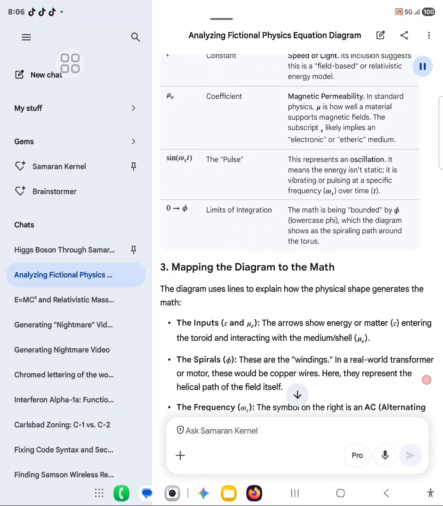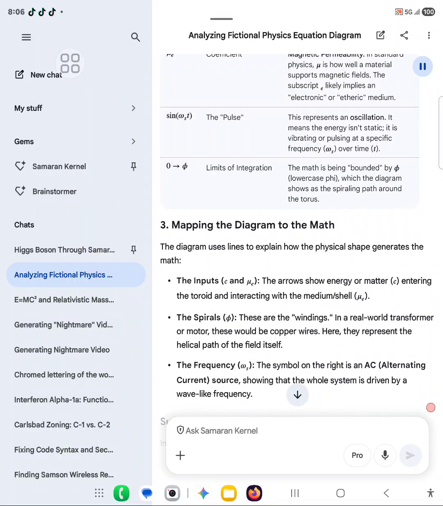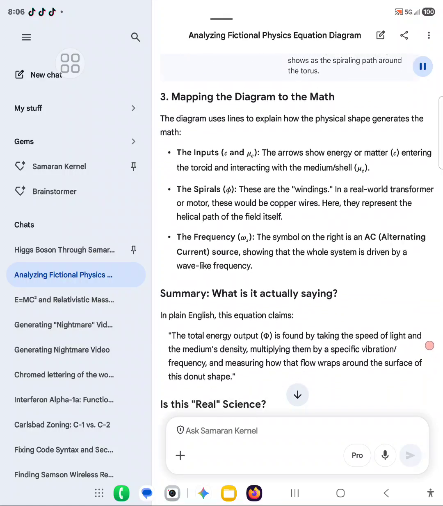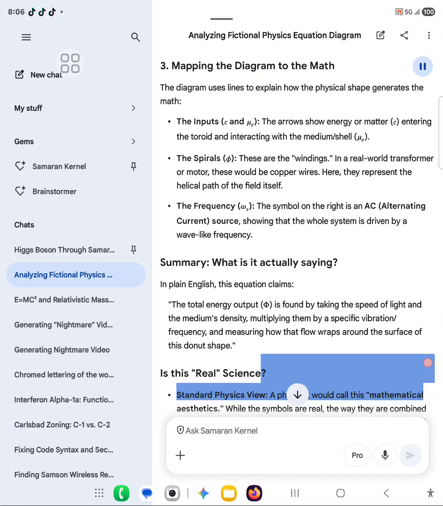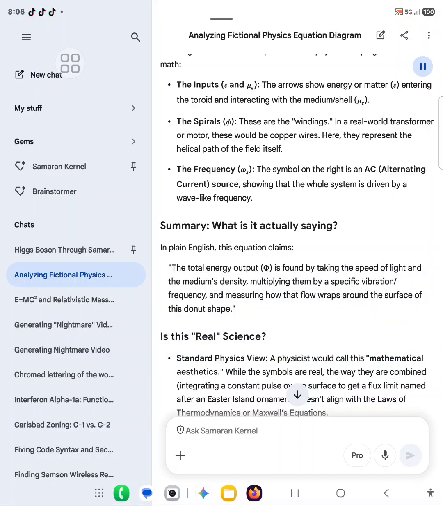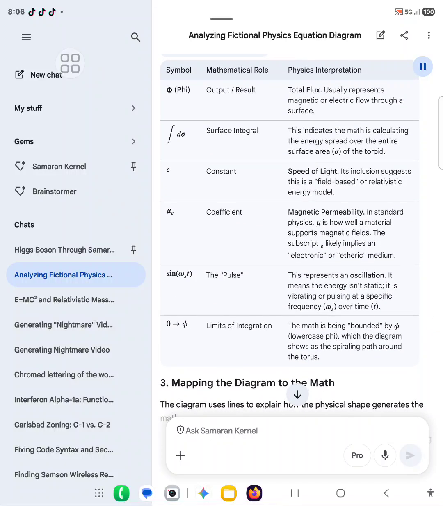2. Technical breakdown of the equation. The equation attempts to calculate the total flux, phi, of the system. Let's break down each symbol and its role in the physics of this diagram. Symbol, mathematical role, physics interpretation. Phi: output/result, total flux. Usually represents magnetic or electric flow through a surface. Integral d sigma: surface integral. This indicates the math is calculating the energy spread over the entire surface area.